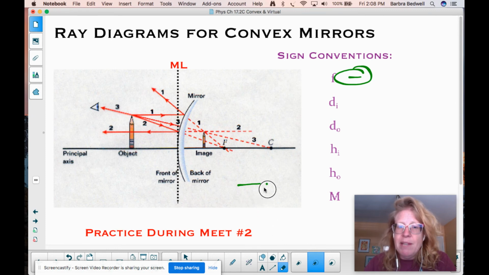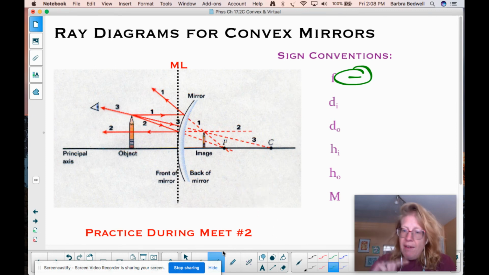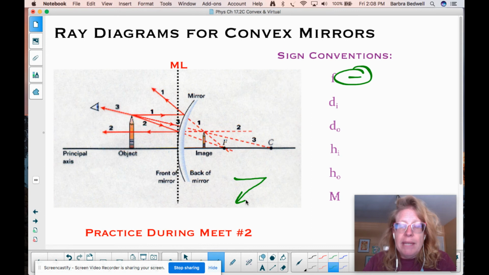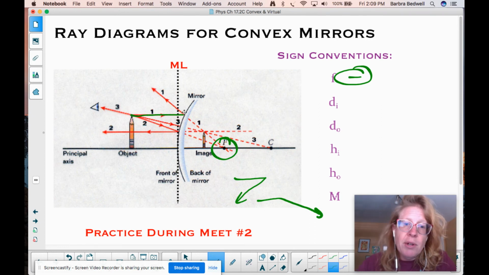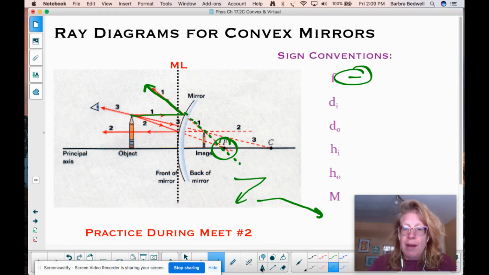What makes them different now is where the F is. It used to be you'd come in flat and go through F this way. But now you're going to come in flat, and F is on the other side, because F's over here, right? So take a look at ray number 1. Ray number 1 comes in flat right here. And then you're going to line your ruler up with F behind the mirror. The real ray reflects back up the ruler, as opposed to the virtual ray, which continues down through F.